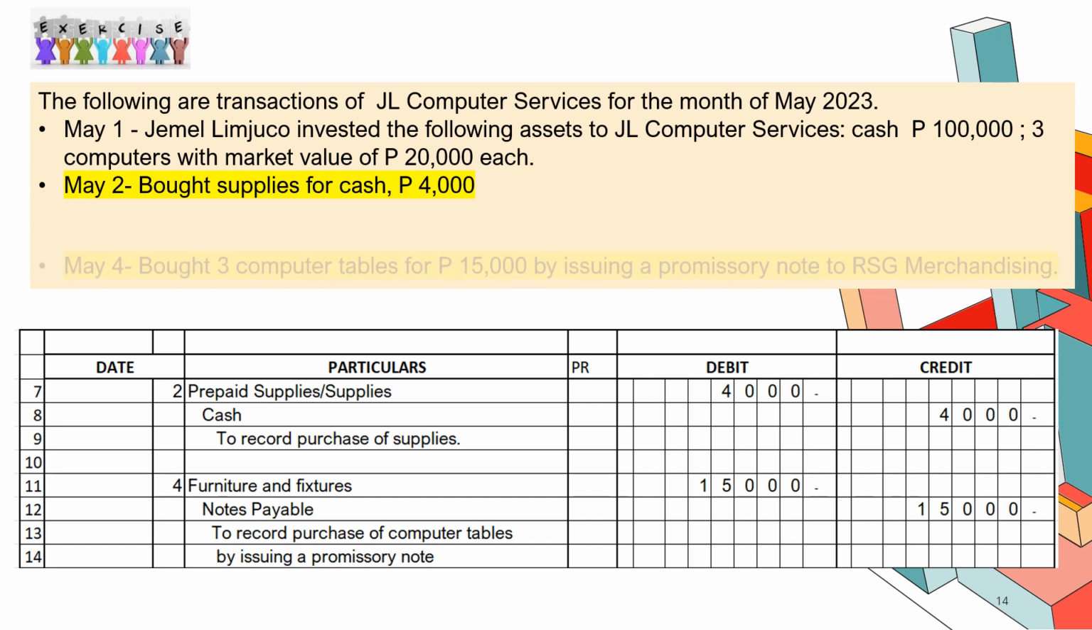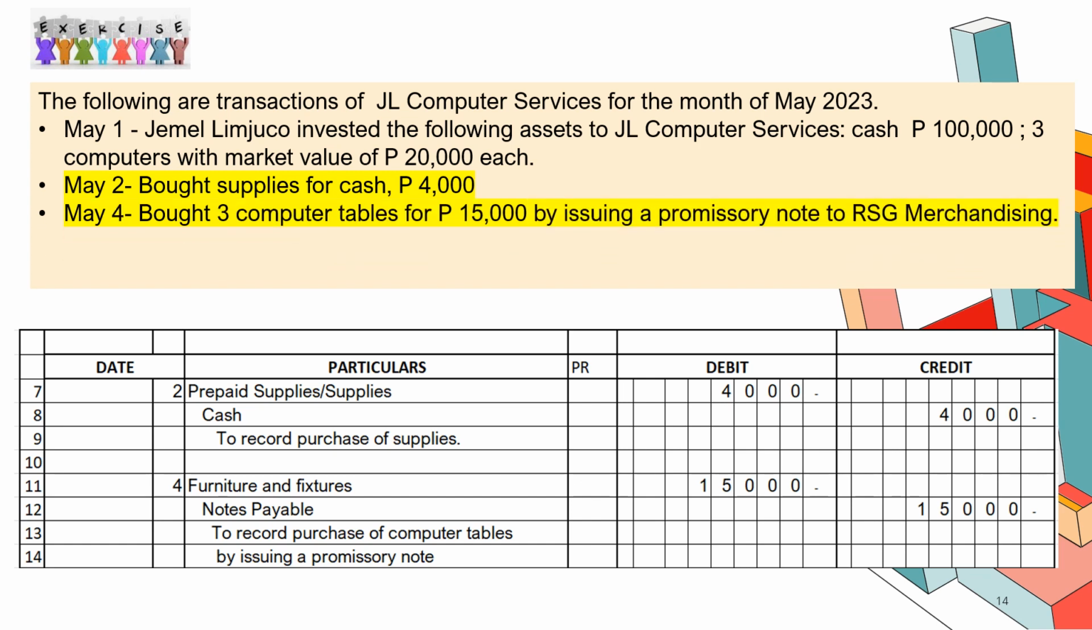How about May 4? May 4 is bought 3 computer tables for 15,000 by issuing a promissory note to RSG Merchandising. For May 4, JL Computer Services is the issuer of the promissory note for 3 computer tables. So meaning, JL Computer Services has a liability, has a payable. Since it has a payable, it will increase its payable. Increase in payable means a credit. So if that is a credit, you will write it after the debit entry.